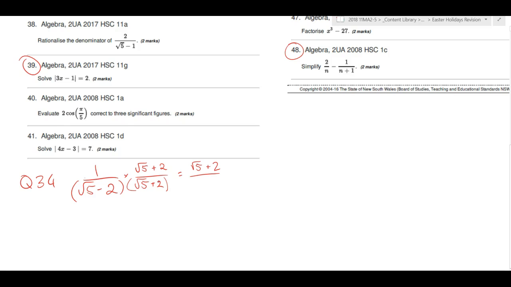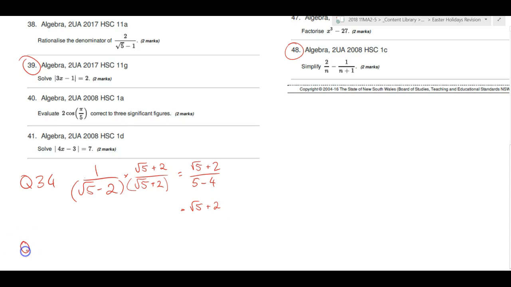I could expand that out using that FOIL method, but I get root 5 squared, which is 5, minus 2 squared is 4. 5 minus 4 is 1. I don't need to put that there. So this is simply root 5 plus 2. There we go. How neat.